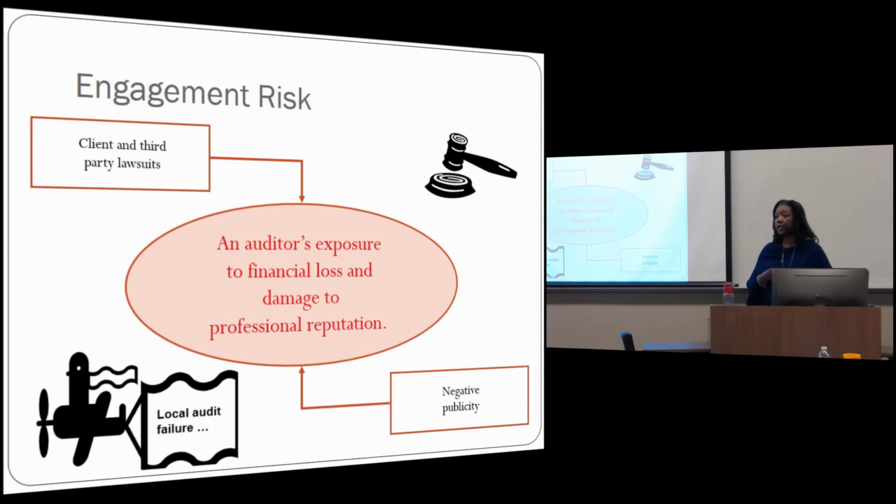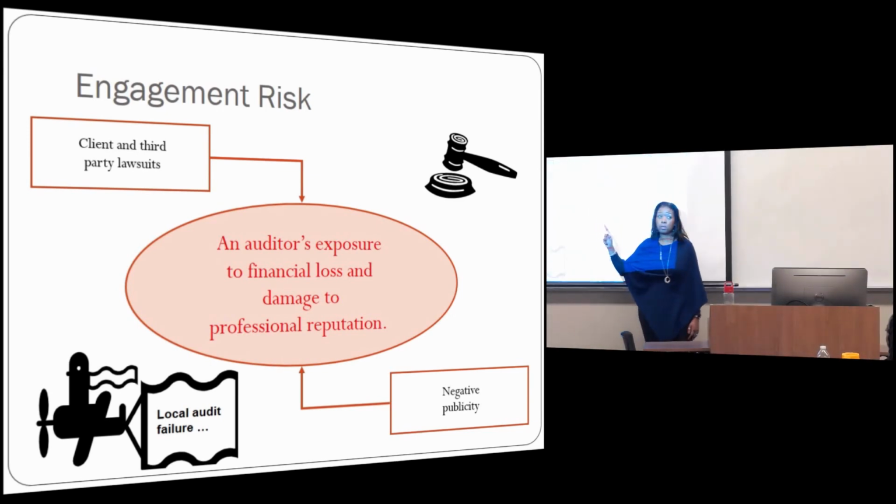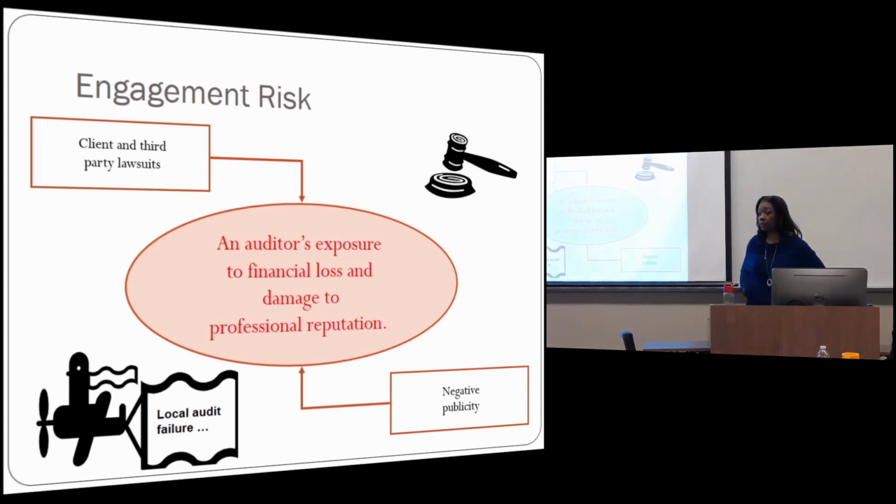I want to wrap up with just a note about engagement risk. Engagement risk is the auditor's risk that they could be exposed to litigation and damage to their professional reputation. So the auditors want to manage that risk. That's why it's also important, as they go through the client acceptance and continuance phase, that they really evaluate whether or not this is a client that they want to continue to be involved with.